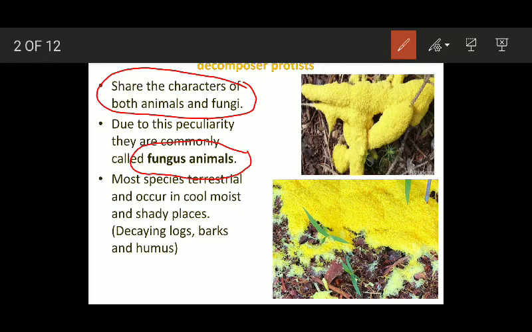Now, their distribution. Most species of consumer decomposer protists are present in terrestrial habitats, and in the terrestrial habitats you can find them in cool, moist and shady places like decaying logs, barks and the humus present in soil.